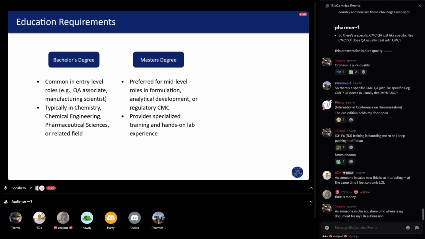The master's degree is when you kind of move a little bit more into the formulation role because you need to start understanding the chemistry, right? Analytical development and regulatory CMC. This one will give you more of that hands-on experience.